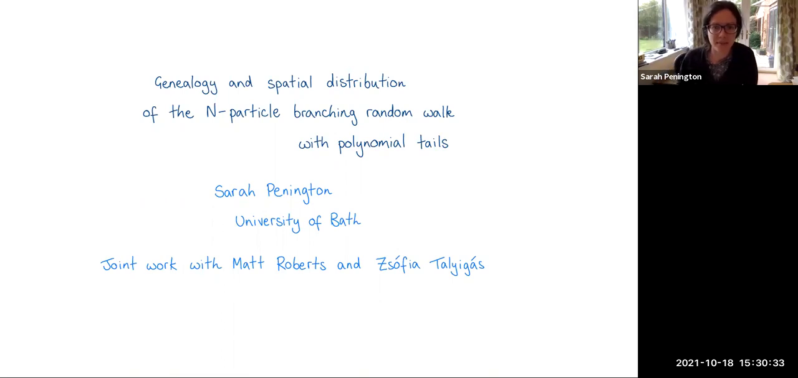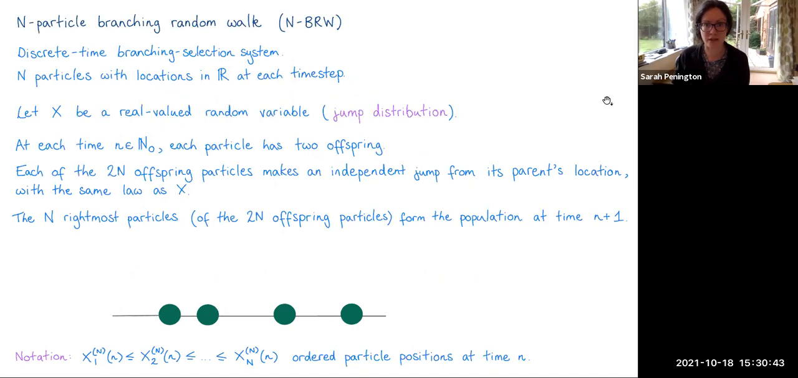So what I'm going to be speaking about now is a sketch proof of our main results, to try and give you some of the main ideas. So I'll just start by recapping the definition of the N-particle branching random walk. So it was a discrete time branching selection system consisting of n particles with locations on the real line at each time step. And we have x, which is a real valued random variable, which is our jump distribution.